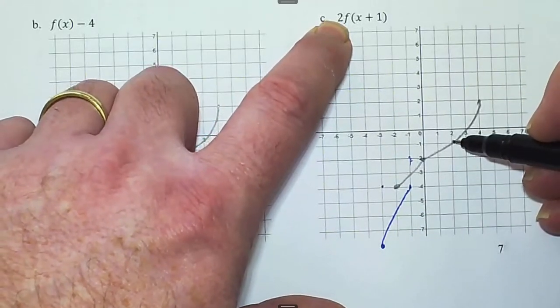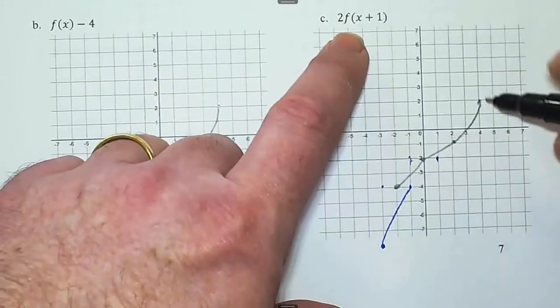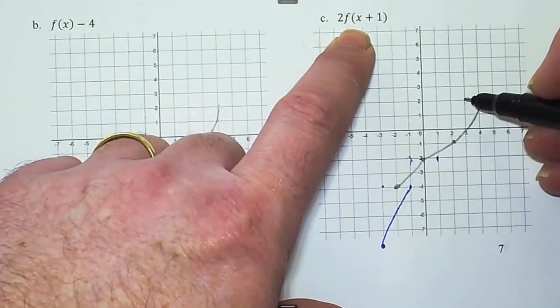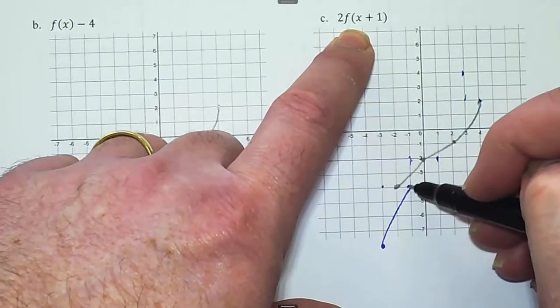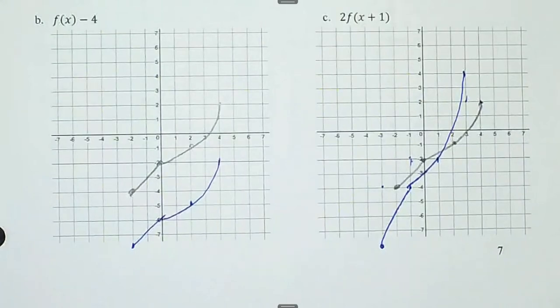Let's take this value here. Shift 1 to the left and double it. Negative 1 goes to negative 2. Shift 1 to the left and double it. But remember, it's curved on that part. So you can see there's been a vertical stretch.